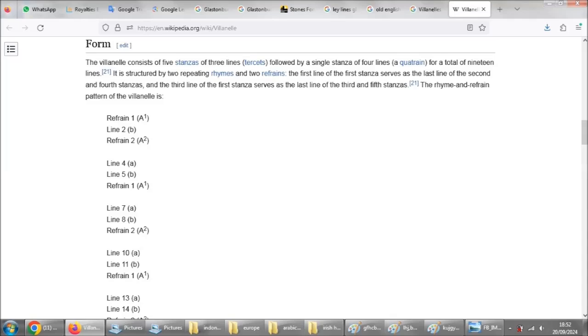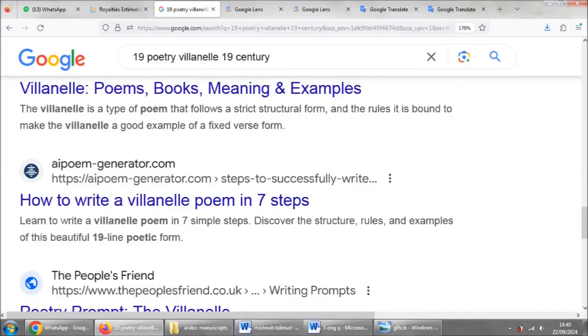There's many codes in the Hindu Vedas and many other books. But once you understand the secret of this writing system, you can write great pieces of poetry, prose, or plays, as long as you start from somewhere. So here I'm sending you more information. So this formal poetry, which is very old, you could read this. From the middle: learn to write a villanelle poem in 7 simple steps. Discover the structure, rules, and examples of this beautiful 19-line poetic form.